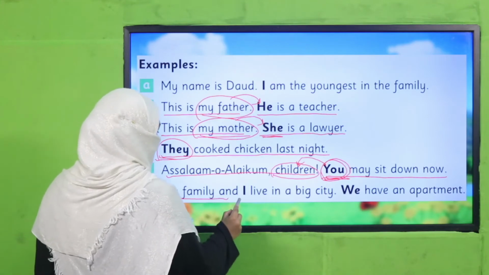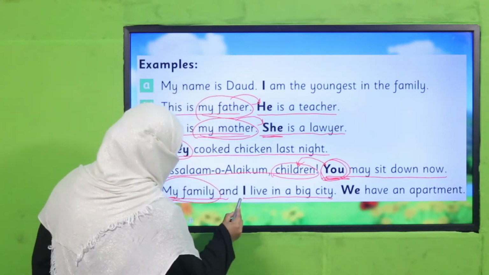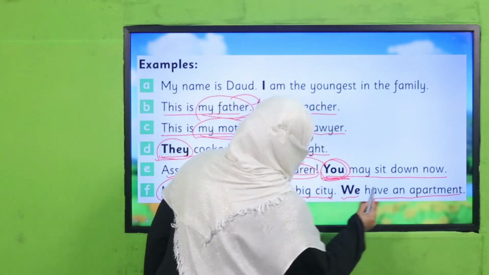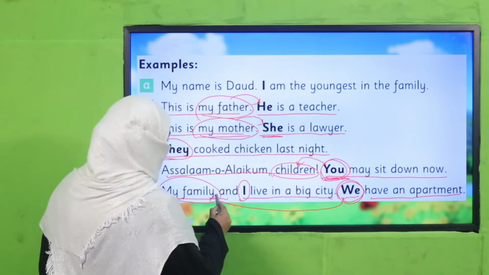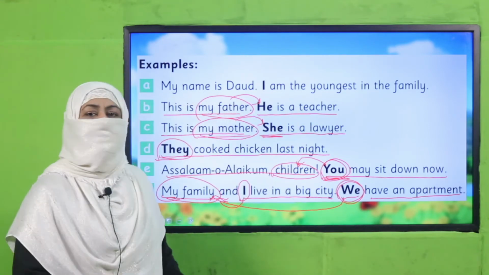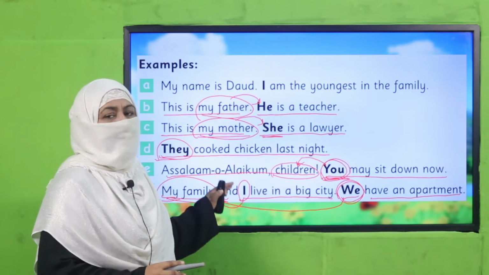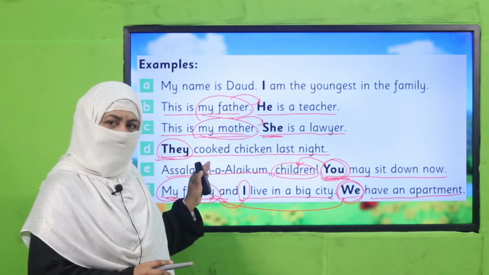My family and I live in a big city. We have an apartment. Who has the apartment? We. My family and me. You see, this is how a pronoun replaces a noun. And all these are the subject forms of pronouns, right?